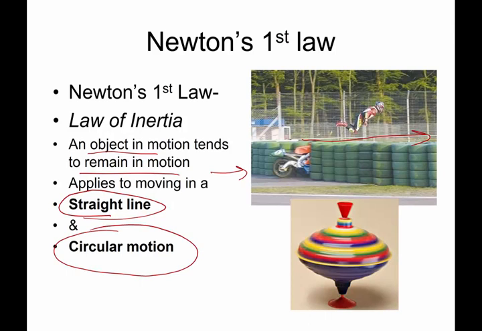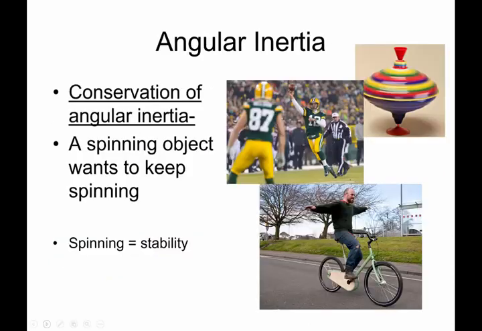Circular motion. If you get a top spinning, once it's spinning, it wants to keep spinning. Bicycles are the same way. You get a bicycle wheel spinning, and it's going to keep spinning for a long, long distance until it moves so slowly that the bike falls over. Why do we care about this in astronomy?